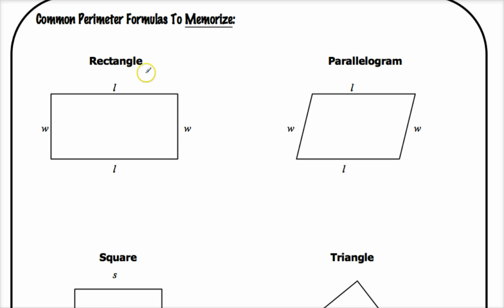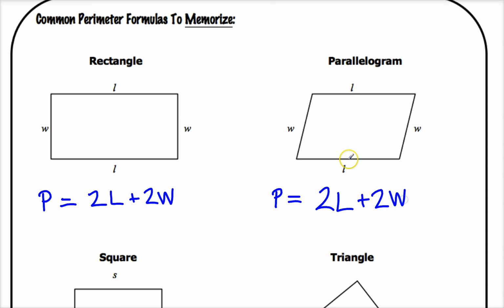A rectangle has two widths and two lengths, so the perimeter, or capital P, is going to be equal to 2L plus 2W. A parallelogram also has two widths and two lengths, so its perimeter formula will look the same as a rectangle, 2L plus 2W. Again, we're just adding up each of those sides.